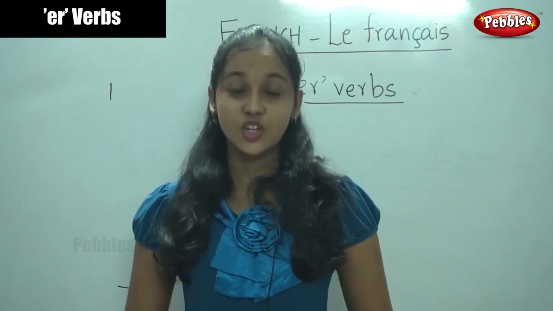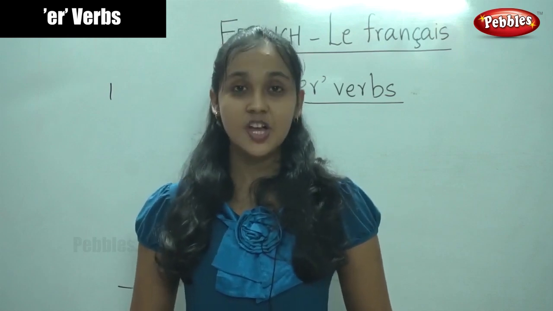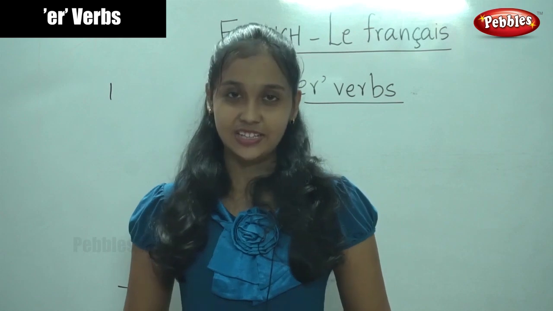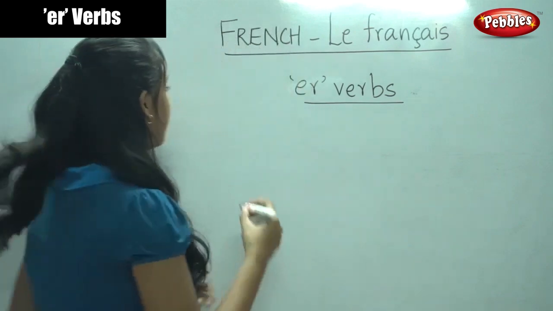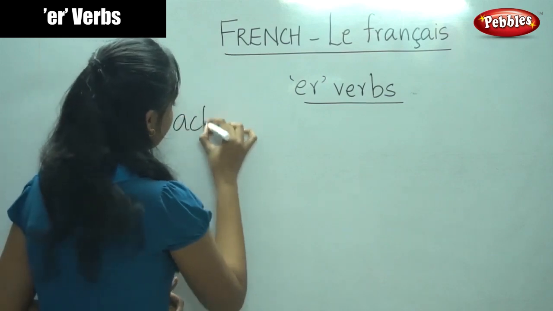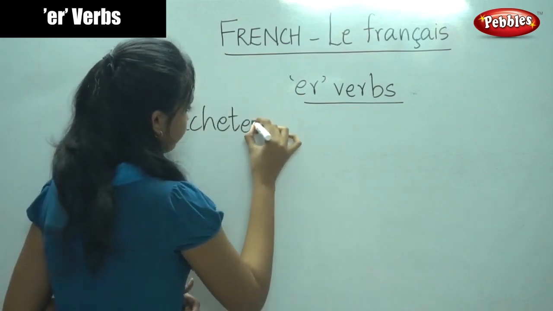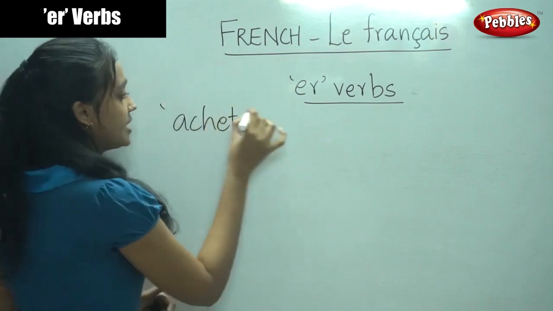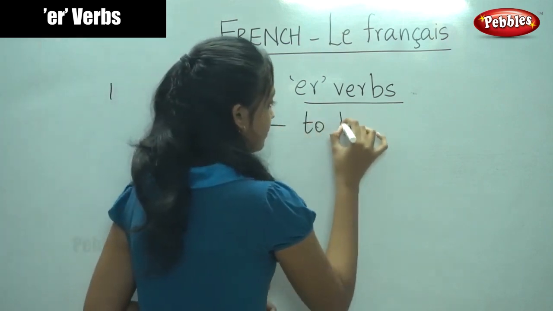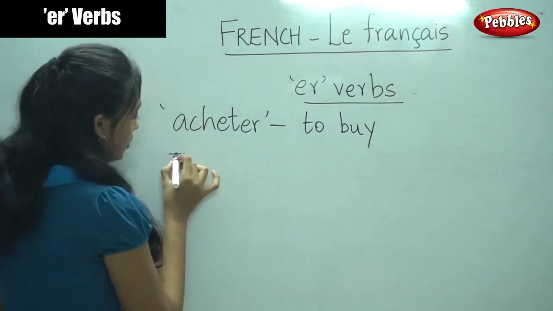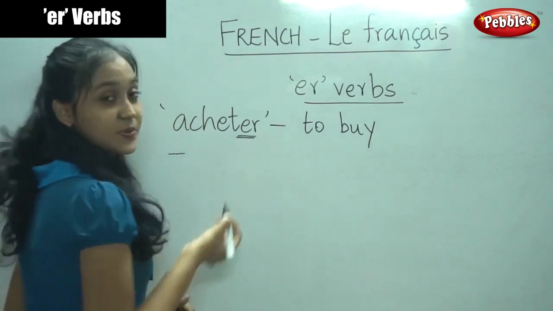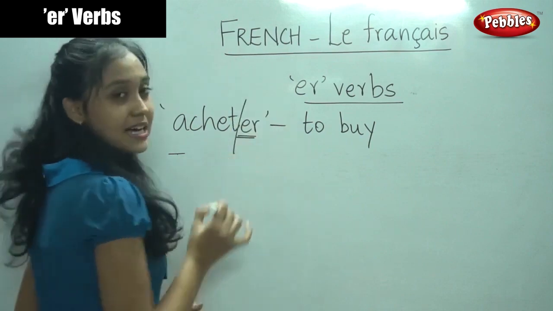In order to learn the conjugation of the ER verbs, we need to practice regularly. Shall we see some more of the ER verbs? For example, let us take the verb acheter. Acheter means to buy. So since the verb ends with ER, the rules are the same.